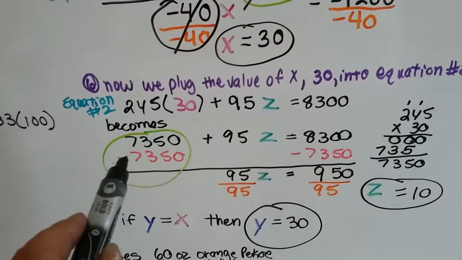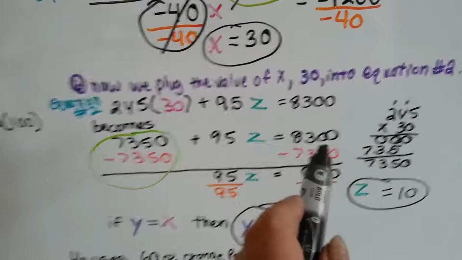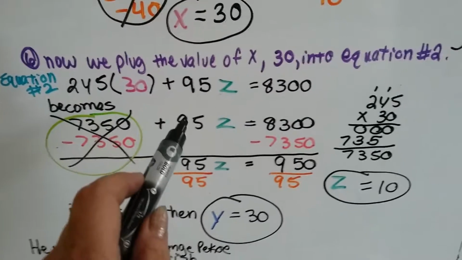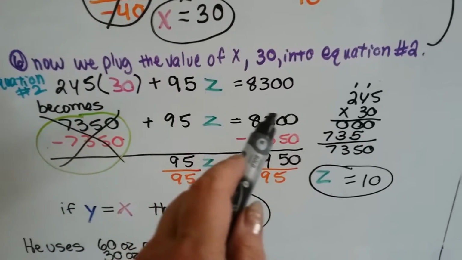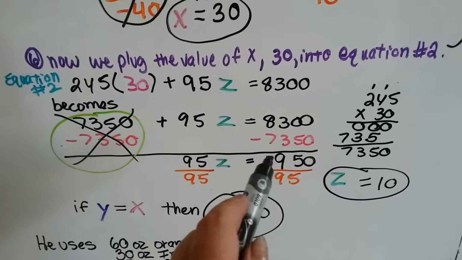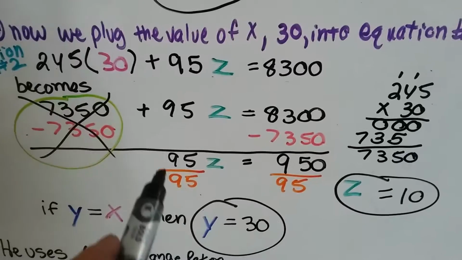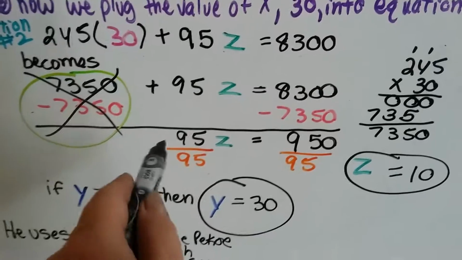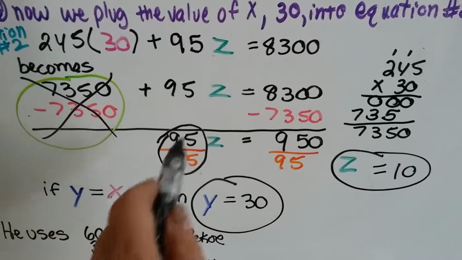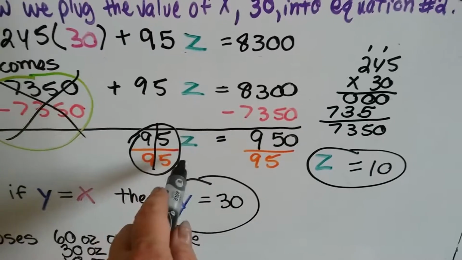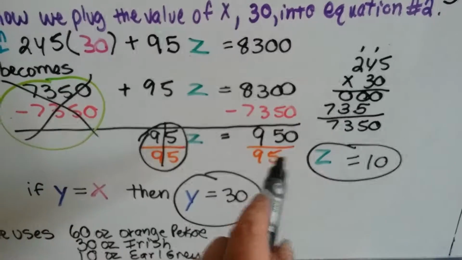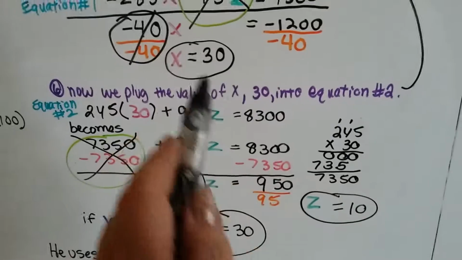Now, we could subtract 7,350 from each side, okay? And that gets rid of that, right? And now, we've got a 95z that drops down, and 8,300 take away 7,350 is 950. So all we have to do is divide both sides by 95, right? Because 95 over 95 means 1. Same numerator and denominator, so that turned it into a 1, and we don't write a 1 in front of a variable. So that means z equals 10. 950 divided by 95 is 10. So now we know z is 10 and x is 30.